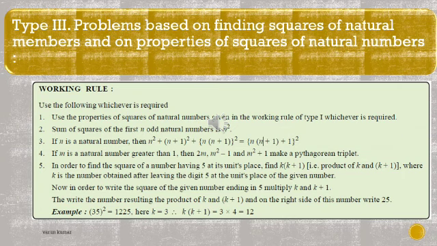In order to find the square of a number having 5 at its unit place, find k into k plus 1, where k is the number obtained by leaving the digit 5 at the unit place of the given number. Now, in order to write the square of the given number ending in 5, multiply k and k plus 1. Then we write the product of k into k plus 1 on the left side of the number 25.